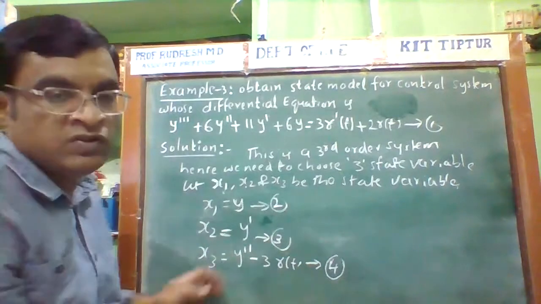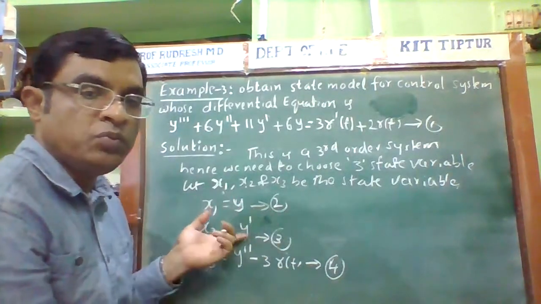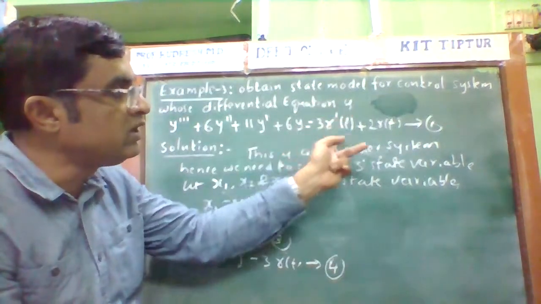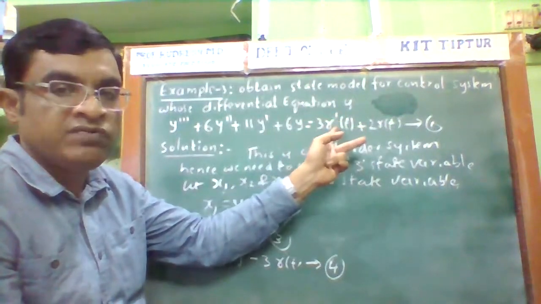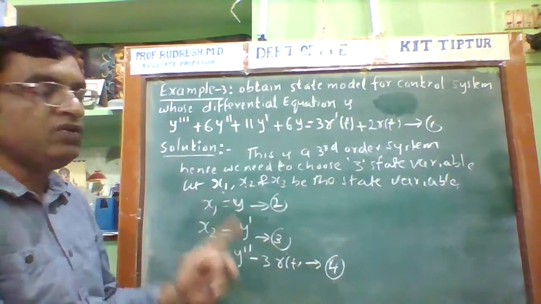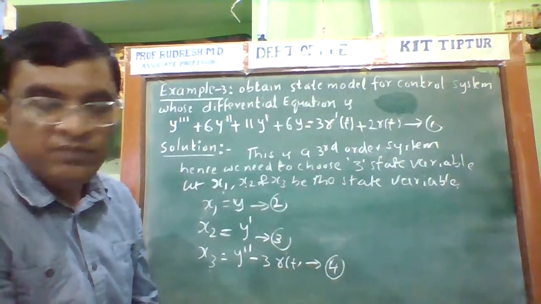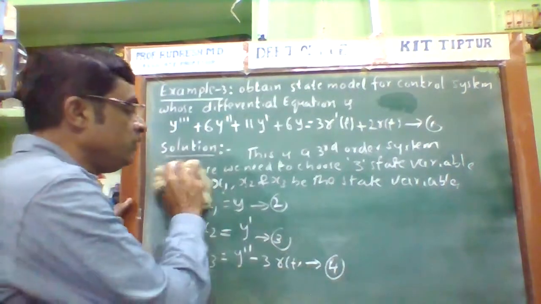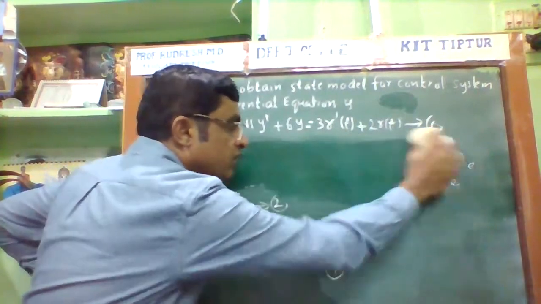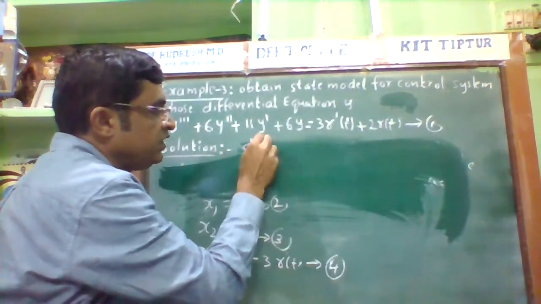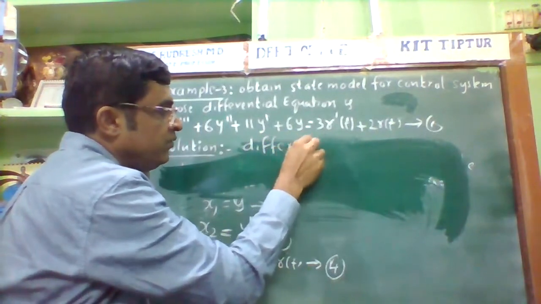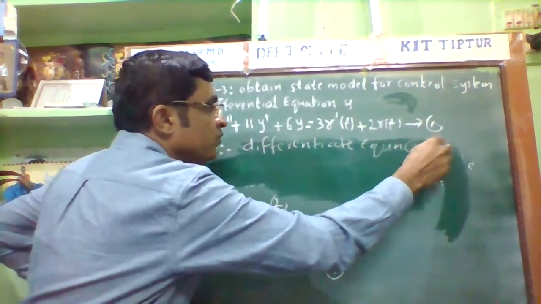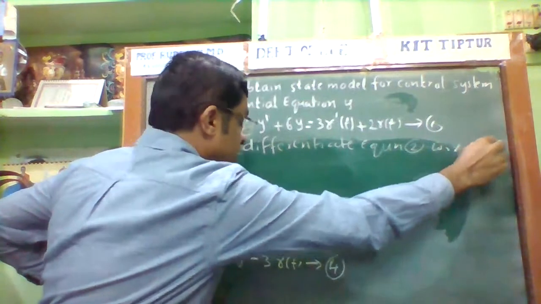Now I have chosen these 3 state variables and assigned the output, the first derivative of the output, and the second derivative of the output minus 3 into the quantity on the right hand side, 3 into r dash of t. Therefore, I have written minus 3 into r of t. This is very important in this particular problem. Now differentiate equation 1, equation 2 with respect to t.